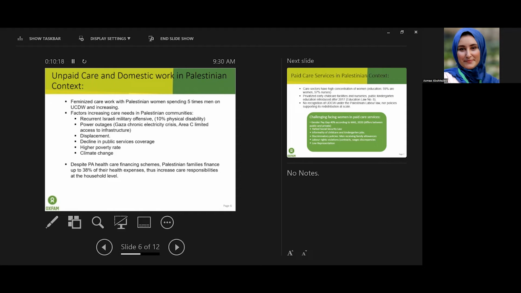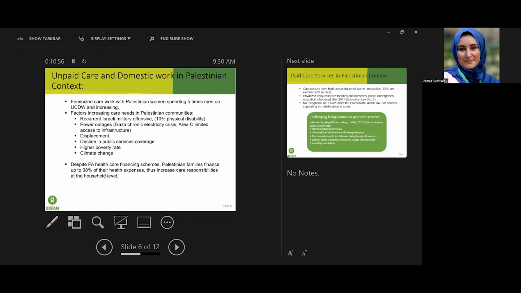Now, that is coupled with a decline in public service coverage due to the deficit within the public budget and a higher poverty rate. Due to the higher poverty rate, people cannot even purchase care-related services from the private sector because they cannot afford it. And lastly, climate change, particularly in rural areas and the agriculture sector: we have witnessed an increase of heat waves, drought and flooding in some areas that result in increased labor on women and girls in terms of unpaid care and domestic work.